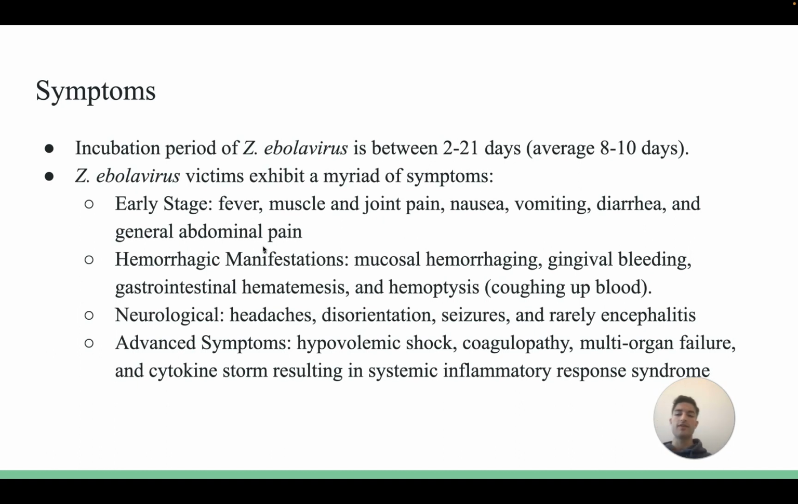Neurological effects include things like headaches, disorientation, seizures, and rarely encephalitis, which is inflammation of the brain. And then your advanced symptoms include hypovolemic shock, coagulopathy, multiple organ failure, and a cytokine storm resulting in systemic inflammatory response syndrome, which is basically when the body understands that it's highly infected, and it throws everything the immune system has at the virus. This is very detrimental to the host, and very often results in death.